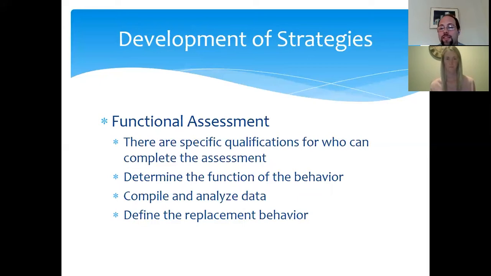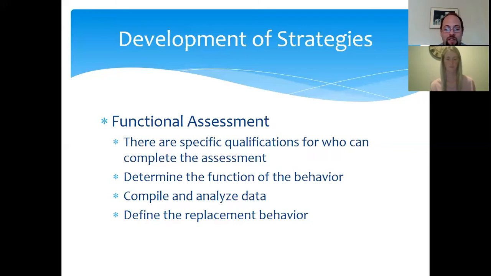So the functional assessment is an important tool that's part of this process of devising strategies. What that does is it's a way to analyze the person's behavior in detail to try to get at, where is that behavior coming from? You've heard by now the idea that behavior is communication, and oftentimes communication of some kind of need. The functional assessment allows us to get at, what is that need that's being communicated?